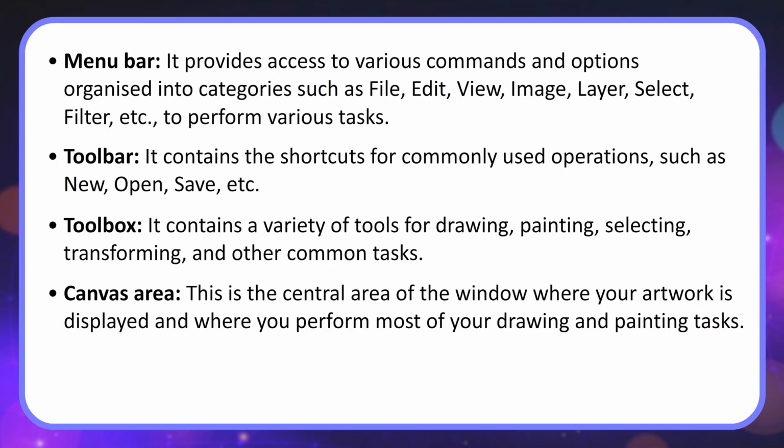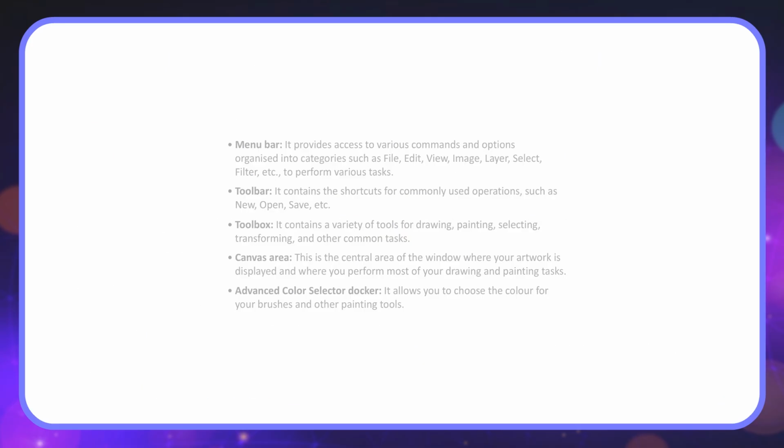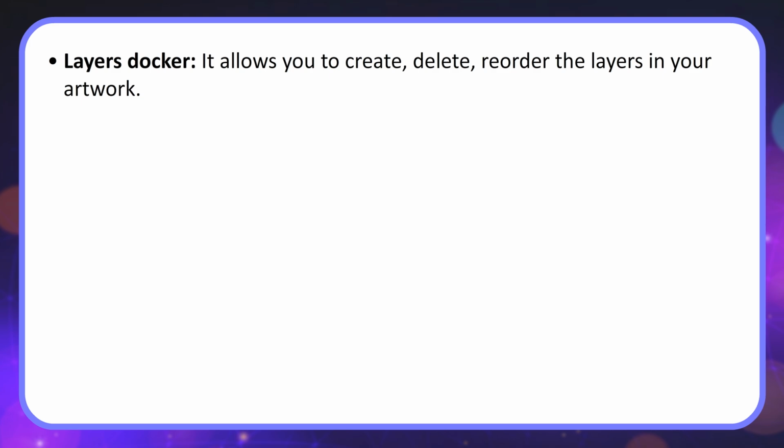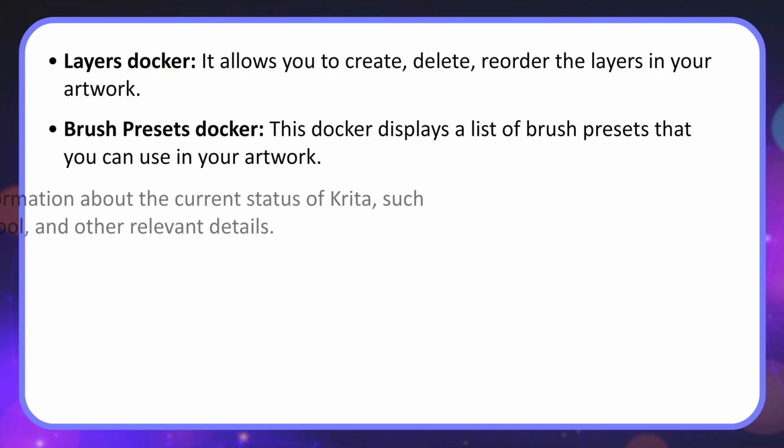Canvas area. This is the central area of the window where your artwork is displayed and where you perform most of your drawing and painting tasks. Advanced color selector docker. It allows you to choose the color for your brushes and other painting tools. Layers docker. It allows you to create, delete, and reorder the layers in your artwork. Brush presets docker. This docker displays a list of brush presets that you can use in your artwork.